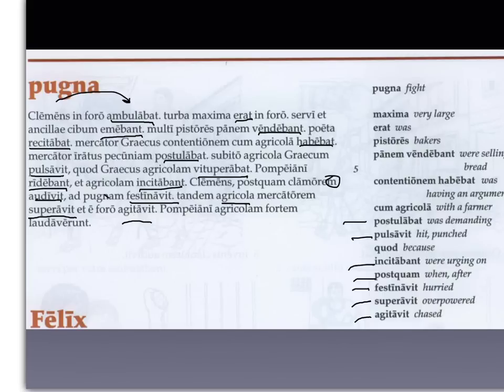Last sentence. Pompiani agriculum fortum laudaverunt. Subject is at the beginning, the Pompeians. I'm going to jump to my verb. Laudaverunt has that V, so I know it's perfect tense. So the Pompeians, laudo, you're going to have to remember from a previous lesson, means to praise. So I'm going to add an ed. The Pompeians praised. And my words ending in an M tells me who they praise. Agriculum fortum, the brave farmer. So the Pompeians praised the brave farmer.